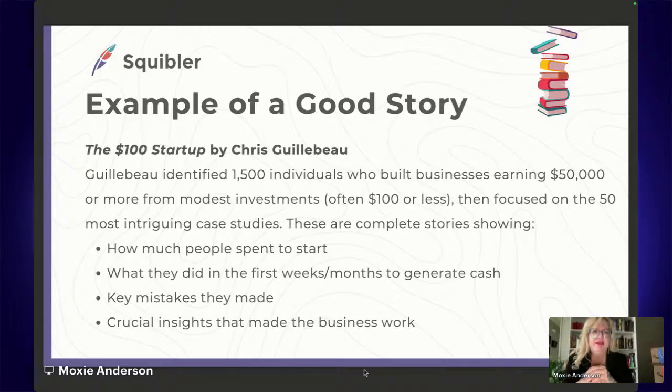Guillebeau identified about 1,000, 1,500 individuals who built businesses earning $50,000 or more from modest investments of about $100 or less. And then he focused on the 50 most intriguing case studies. So there are complete stories that show how much people spent at the start, how much they invested in their business, what they did in the first few weeks and months to generate cash for that business. It also takes a look at key mistakes that they made and then crucial insights that made their businesses work.